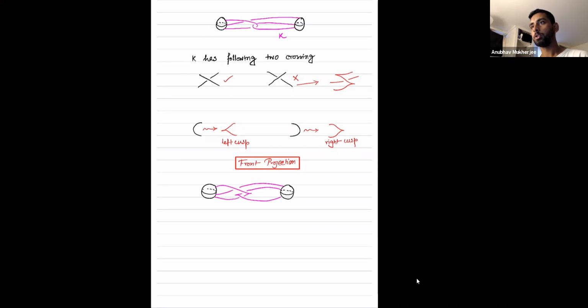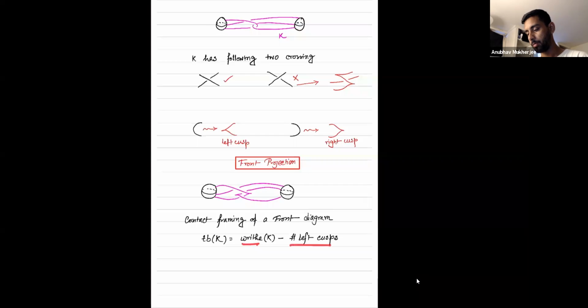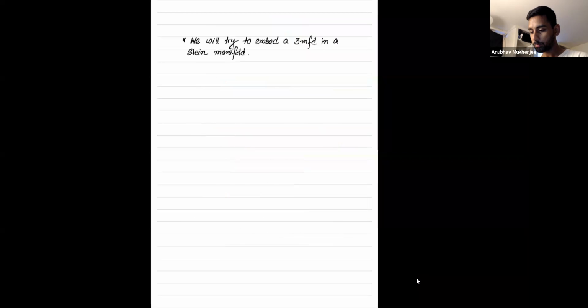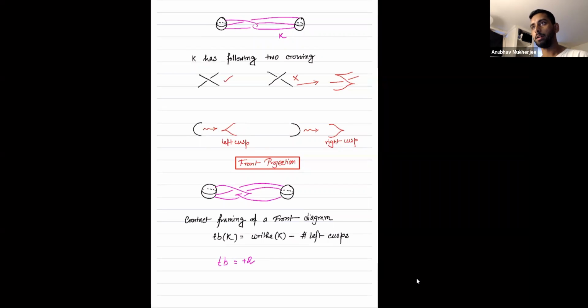And the idea of the front projection is that it helps us to count, in a geometric or topological way, the contact framing. The contact framing is also sometimes abbreviated as the TB number, or Thurston-Bennikin number, of a knot. From this picture, the Thurston-Bennikin number of a front projection is nothing but the number of right cusps minus the number of left cusps. So in this particular picture, the Thurston-Bennikin number is +2. So having this idea in mind, now we'll start the proof.